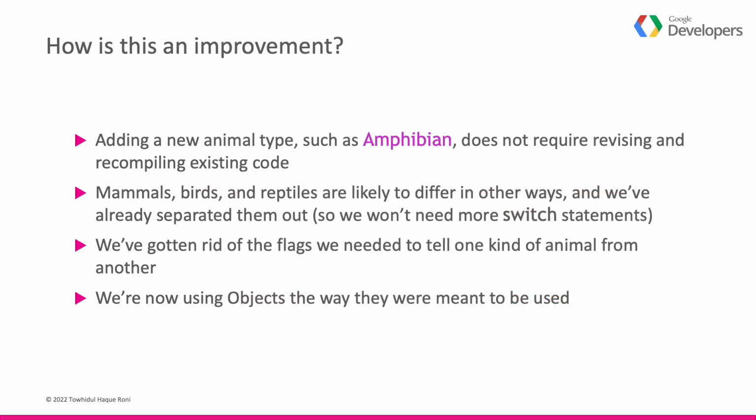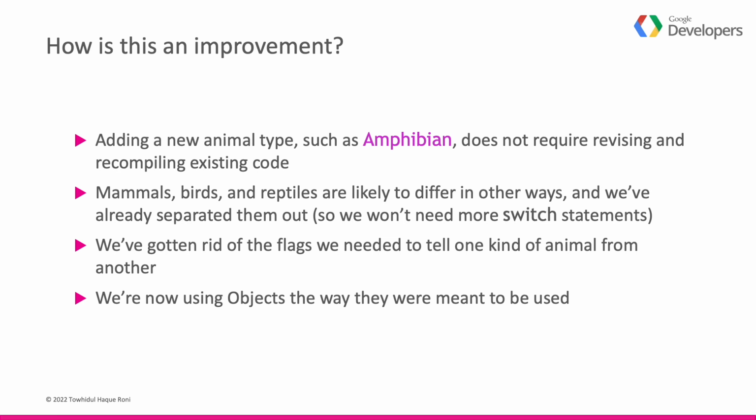So, how does this refactoring improve our code? Well, here are a few key points. Adding a new animal type such as Amphibian becomes easier. We don't need to revise and recompile the existing code. We can simply create a new subclass for the new animal type, implement the getSkin method accordingly, and our code remains intact.